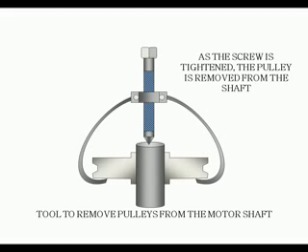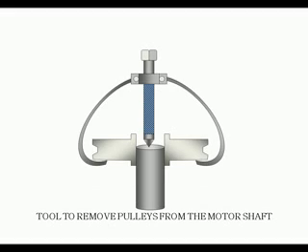So with the pulley and a set of pulley pullers, you put the hooks under the pulley and you put the center of the pulley puller onto the end of the shaft. As the screw is tightened, the pulley is removed from the shaft.